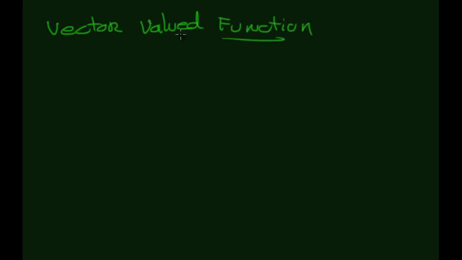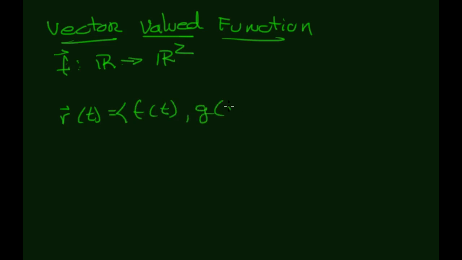Okay, so a vector valued function is a function f that eats a real number and spits out a vector. So for example, if I have r of t is equal to f of t, g of t. This is kind of combining the idea of vectors and parametric equations. f of t and g of t would be like two parametric equations. x is the f of t, y is the g of t, but now we're putting it into a vector.